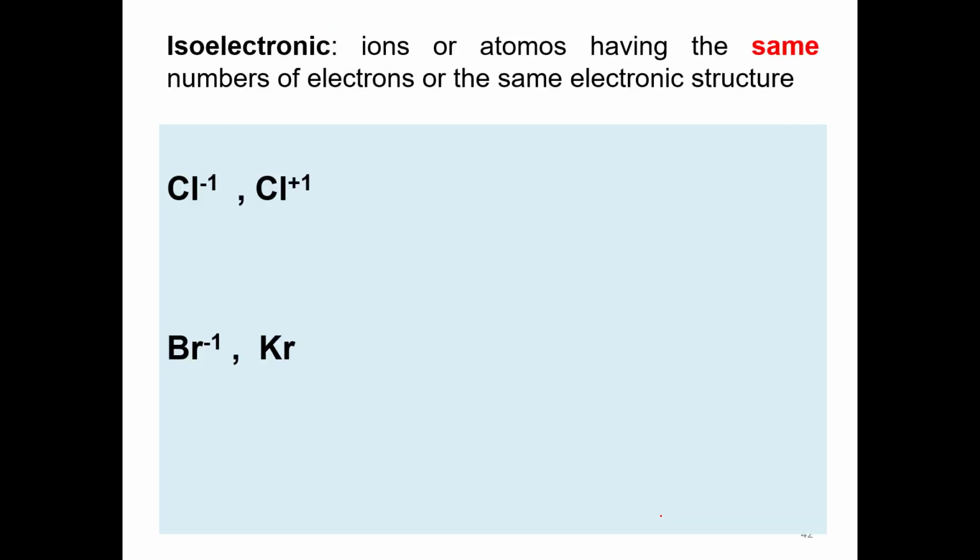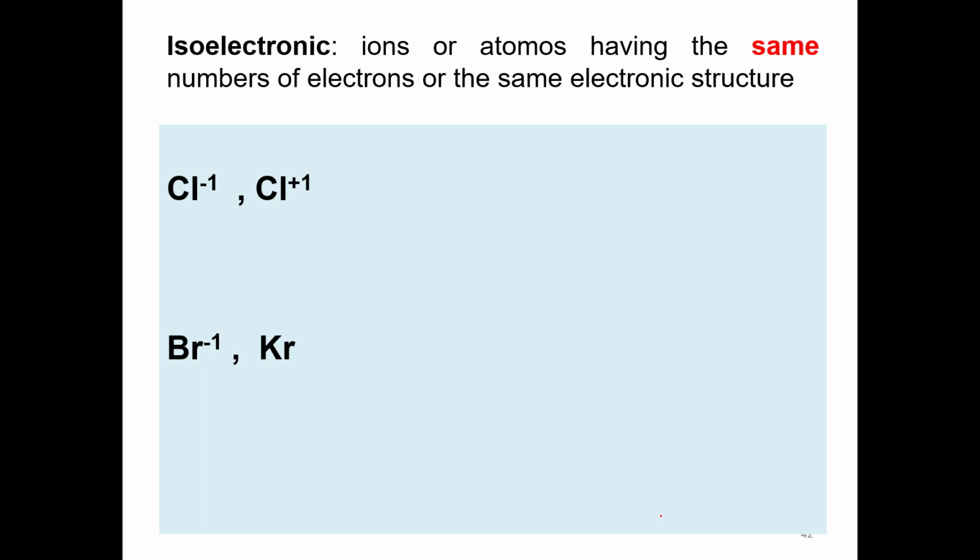And the last thing I want to discuss is the concept of isoelectronic ions or atoms. Isoelectronic means ions or atoms having the same number of electrons and the same electronic configuration. Now we know how to identify the number of electrons if we have an ion or a neutral element.